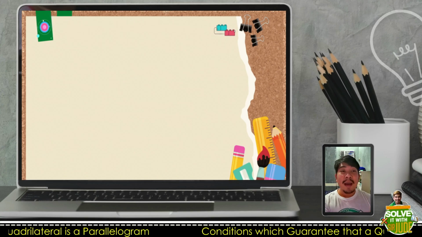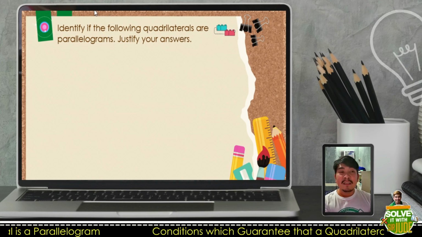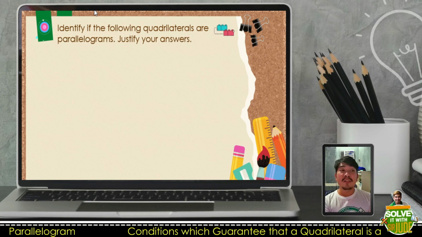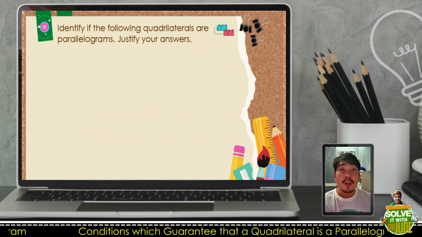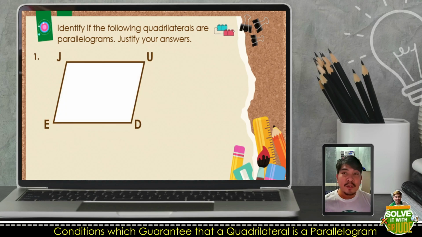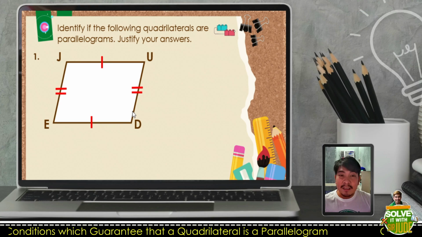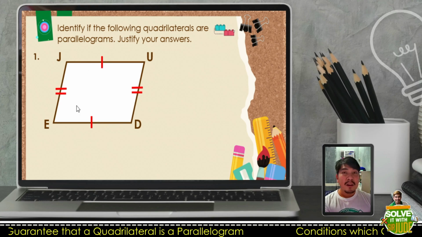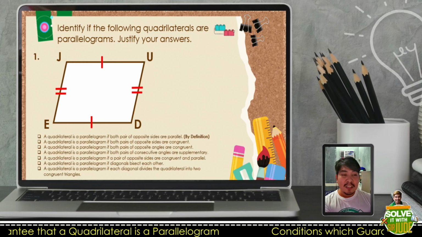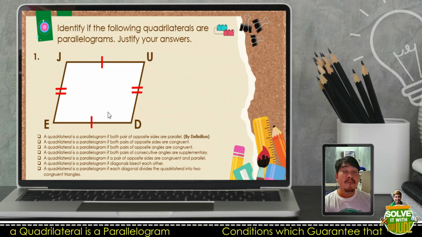Okay, so let us now have some exercises. Identify if the following quadrilaterals are parallelograms. Then we need to justify our answer by supporting with a particular condition. So let us have the first quadrilateral. So we are given with the markings. Is this a parallelogram or not? So we are given with the conditions. Alin kaya sa mga conditions na ito ang masasatisfy ng markings?